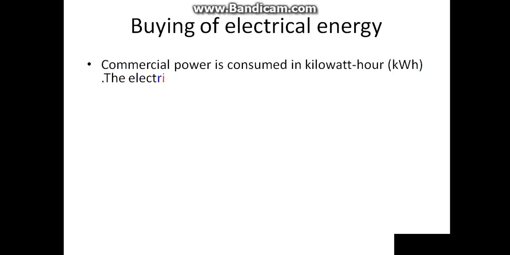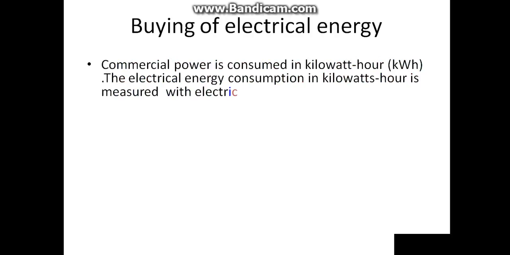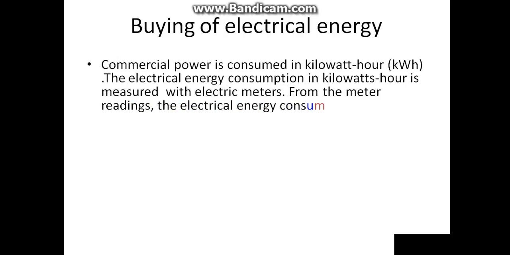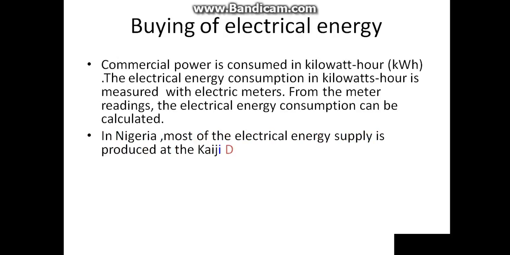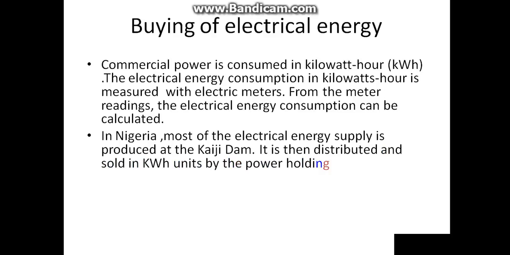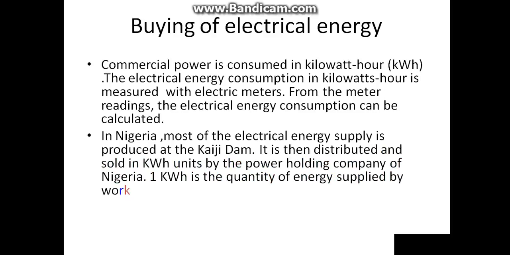Buying of electric energy. Commercial power is consumed in kilowatt hours, kWh. The electrical energy consumption in kilowatt hours is measured with an electric meter. From the meter reading, the electrical energy consumption can be calculated. In Nigeria, most of the electrical energy supply is produced at the Kainji Dam. It is then distributed and sold in kilowatt hour units by the Power Holding Company of Nigeria.